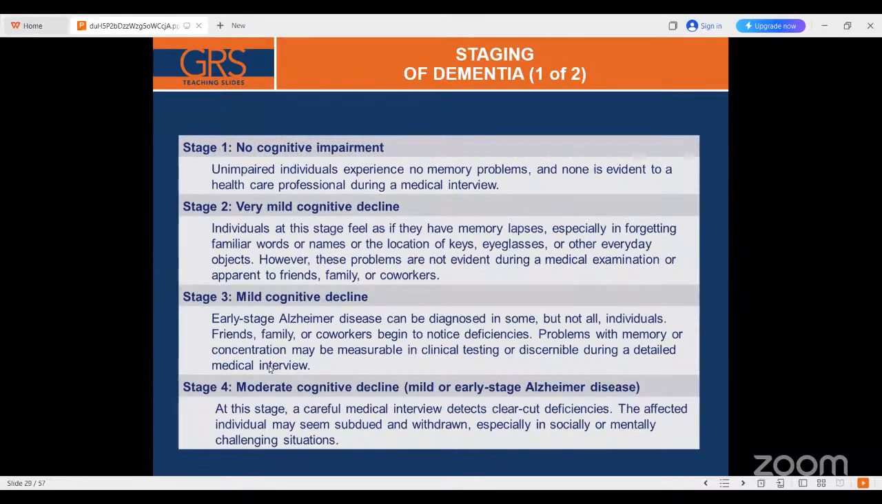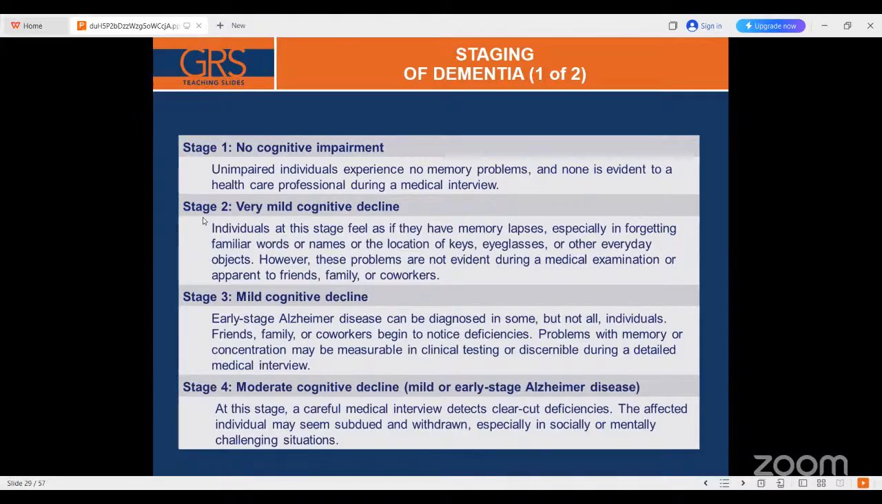Then we have the staging of dementia. We have 7 stages for dementia. Stage 1, no cognitive impairment, and it is most likely like normal aging. There is no impairment in the individual experience and no memory problem, no evidence of healthcare or progressive decline during the medical interview.